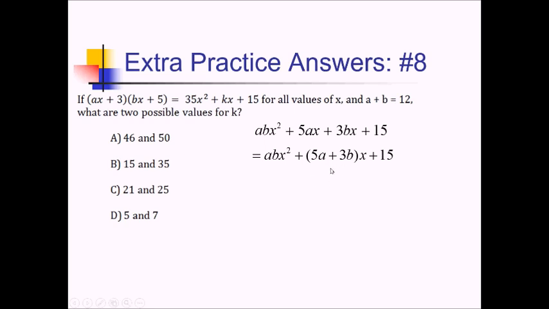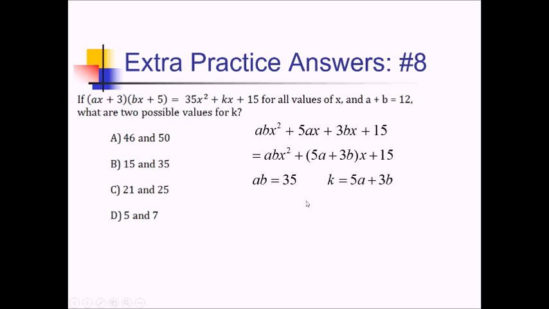In order to get k, we need to know what 5a plus 3b is. Well, we know what a and b multiply to, because since this expression is equivalent to this 35x squared plus kx plus 15, that means that whatever is next to x squared has to have a value of 35. Well, that means that ab must have a value of 35. So we know that a and b are factors of 35, which is important because, again, in order to figure out k, you need to take 5a and add it to 3b. So you need a few values of a and b to work with.